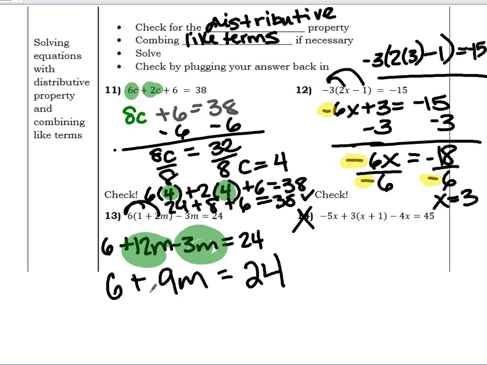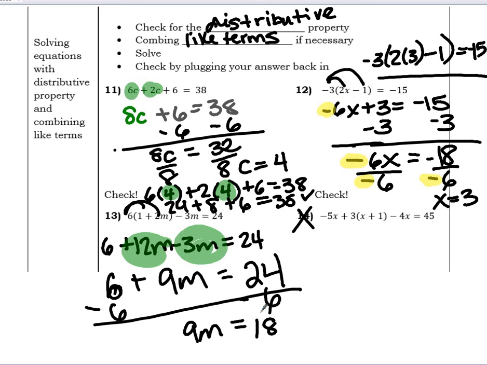Okay, so we get 9m, and then again, performing inverse operations, I got to get rid of that 6 first because it's a constant, even though it's written first. And it is a positive because there's no negative in front of it. So I'm going to subtract 6 from both sides. I get 9m is equal to 18. And then again, since 9 and m are being multiplied, I'm going to go ahead and divide, and I get 2. And that's it, guys.